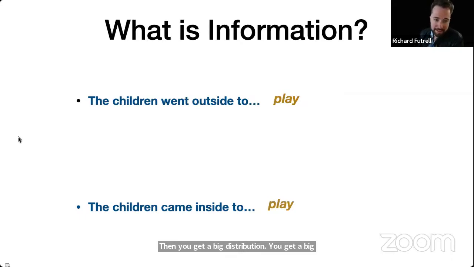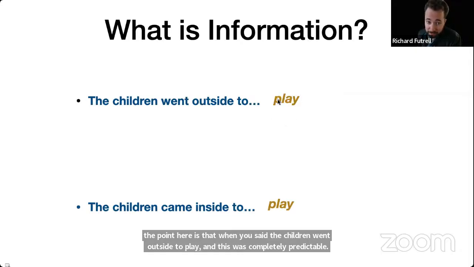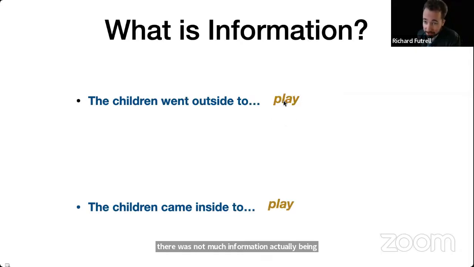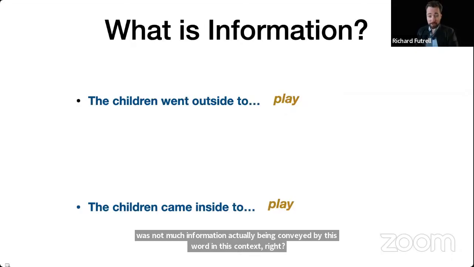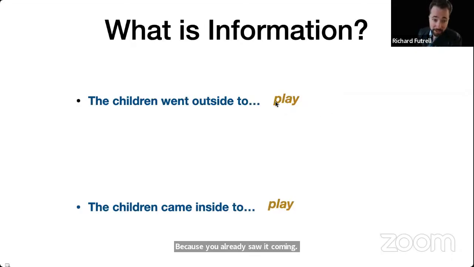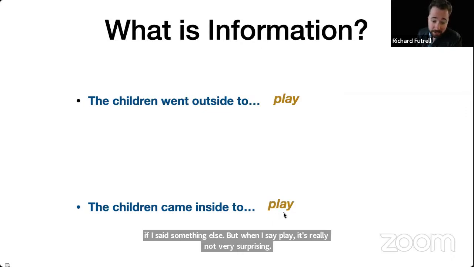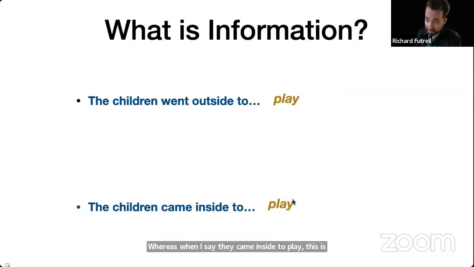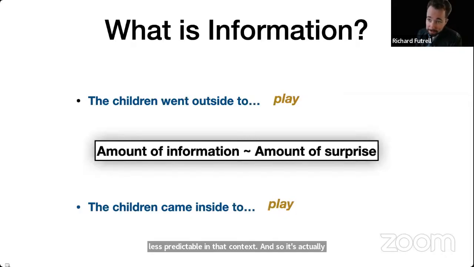So the point here is that when you said the children went outside to play, and this was completely predictable, there was not much information actually being conveyed by this word in this context, right? Because you already saw it coming. It would have been really surprising if I said something else, but when I say play, it's really not very surprising. Whereas when I say they came inside to play, this is less predictable in that context, and so it's actually giving you more information in that context. The amount of information is the amount of surprise. This is the fundamental idea of information theory.